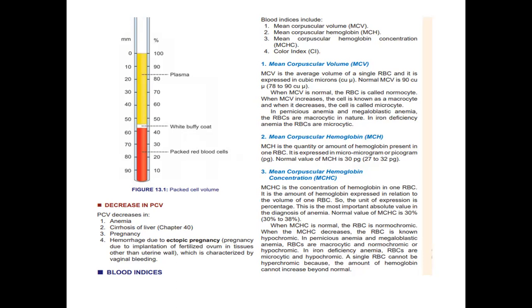That is what happens. So a single red blood cell cannot be hyperchromic, because the amount of hemoglobin cannot increase beyond normal. So it is the whole blood we're looking at, the concentration of hemoglobin in the red blood cell. Okay, let's see how to calculate.